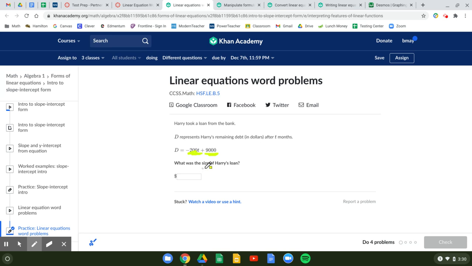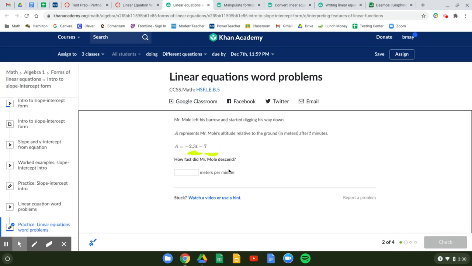So what was the size of Harry's loan? How much did he start out in debt? Well, that's the beginning number right there, 9,000. So hopefully you can start getting a feel for how the beginning and the rate come right out of this equation. Those are the only two parts that we really have to worry about.